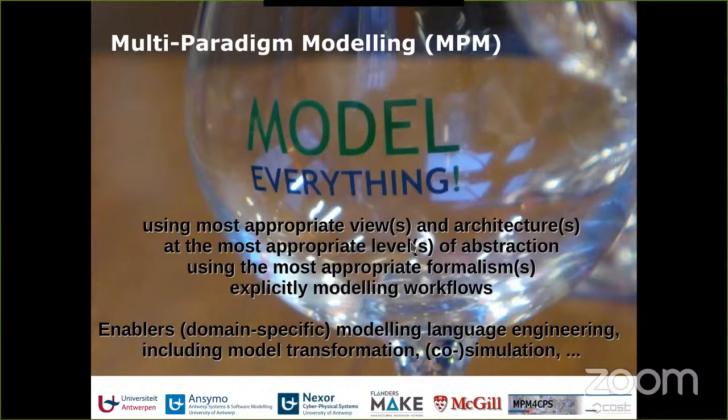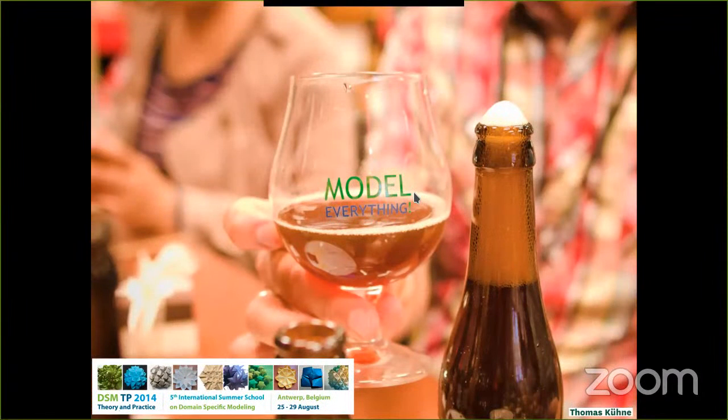Now, in the meantime, you must be thinking, what is this model everything here? It looks like a glass. It is indeed a glass. It's a beer glass because, of course, I'm Belgian, and one of the main export products of Belgium, apart from chocolates and lace and carpets and so forth, is beer. And so this is a picture taken at one of our summer schools about domain-specific modeling, where we also have sessions, beer drinking sessions, but they are not independent from modeling, because actually we do practice what we preach.